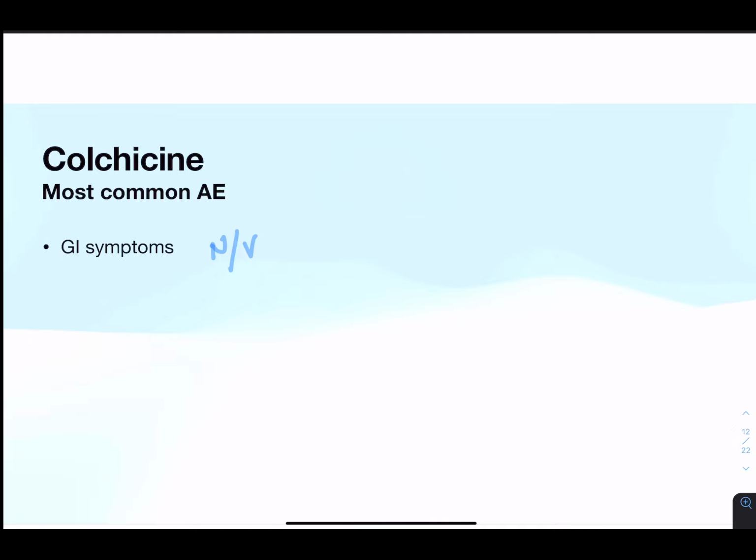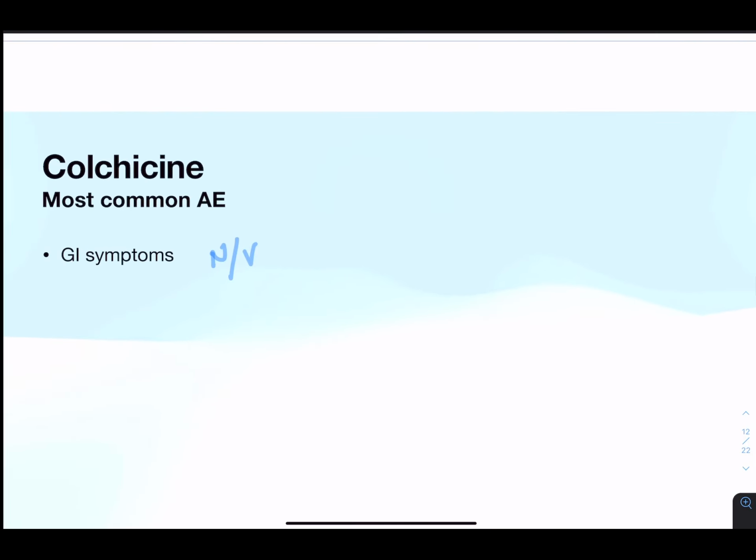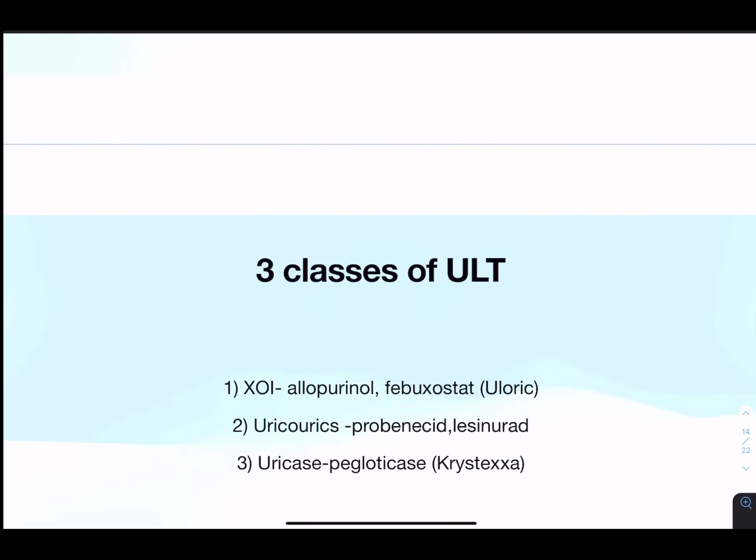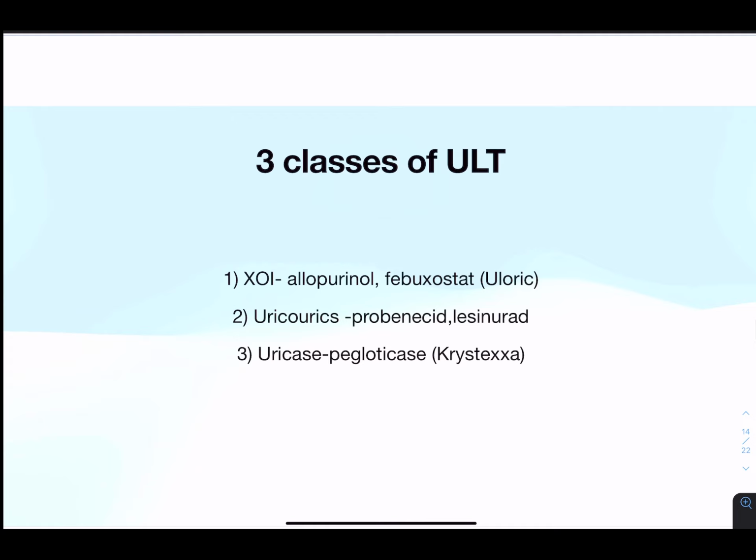So to recap for colchicine, know that you need dose adjustment for someone with decreased renal function, someone on either CYP3A4 inhibitors or P-glycoprotein inhibitors, and watch out for those organ transplant patients. Let's move on to part B, urate lowering therapy. 3 classes of ULT, broadly speaking. There's number 1, xanthine oxidase inhibitors. In this class, we have allopurinol and febuxostat, which also goes by the brand name Uloric. Number 2, uricosurics like probenecid or lesinurad. And number 3, uricase, with pegloticase being the only one currently, the brand name of Krystexxa.